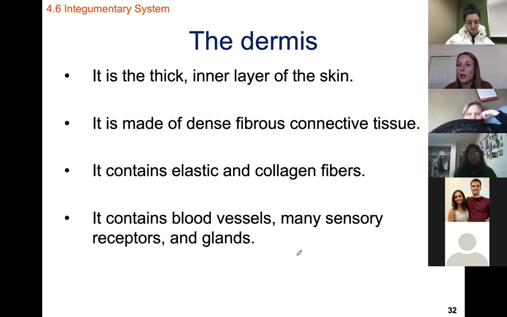The blood vessels help us transport oxygen to our extremities, specifically our muscles. Sensory receptors, so that when you touch the hot stove, you're communicating with your brain to pull that away so you don't burn your hand. And your glands.